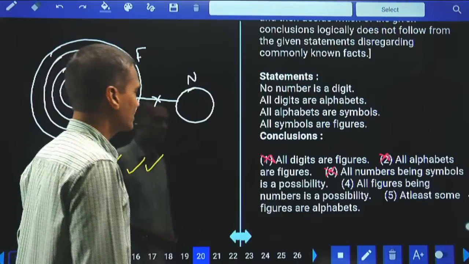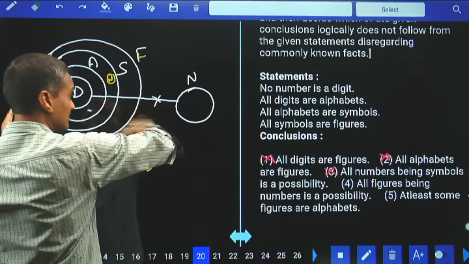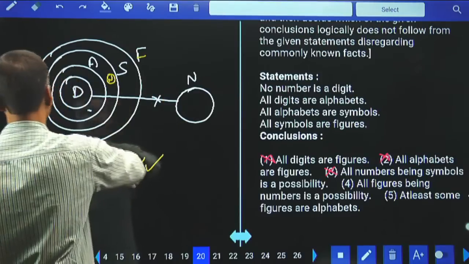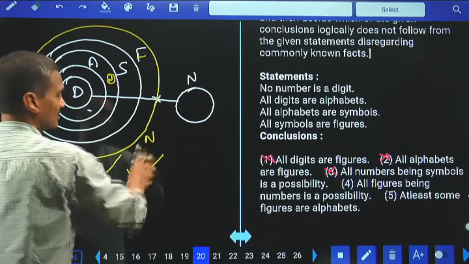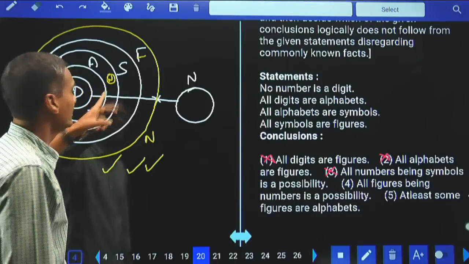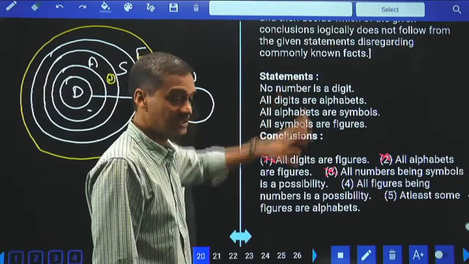Fourth one, all figures are numbers. Is it possible? This entire figures is a number, isn't it? Figure must be a part of number, but not otherwise. Number is not a part of figure. Hence, in order to make this one true, my number should be like this. Is it possible to draw like this? No. Why? If I draw my number like this, then what happens here? No number is a digit will become false.